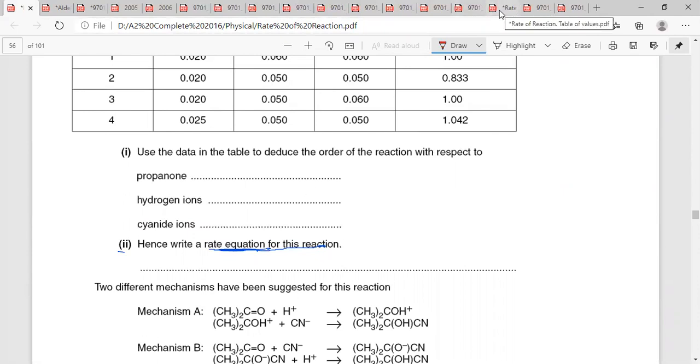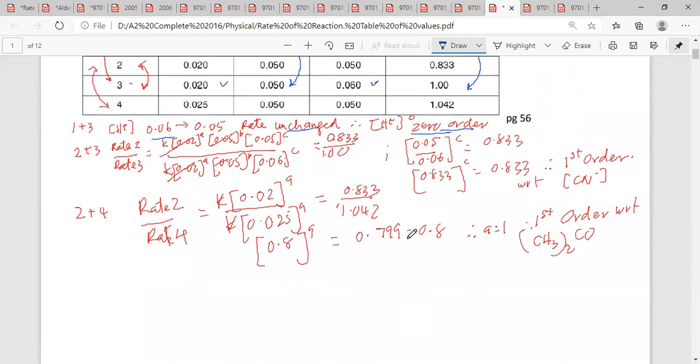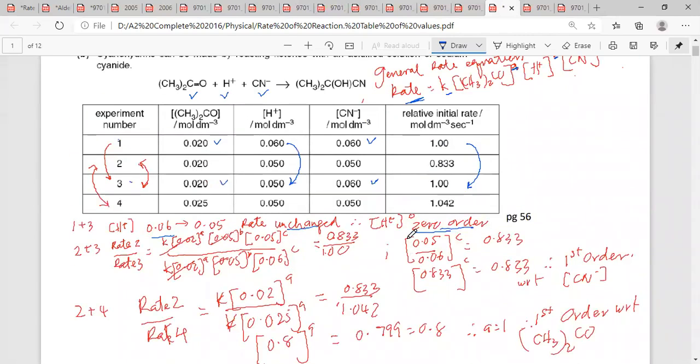Okay, let's do the next one. Subsequently, I can compare 2 and 3. If I compare 1 and 2, I'm looking at my H plus. For 2 and 3, I see that these are the same, so what is changing is my cyanide. Sorry, 1 and 2 were for H plus. Now 2 and 3 again.